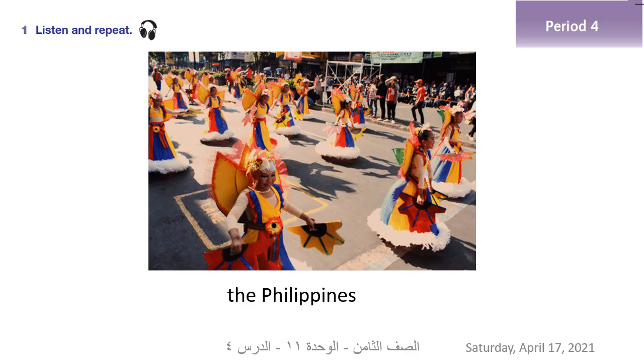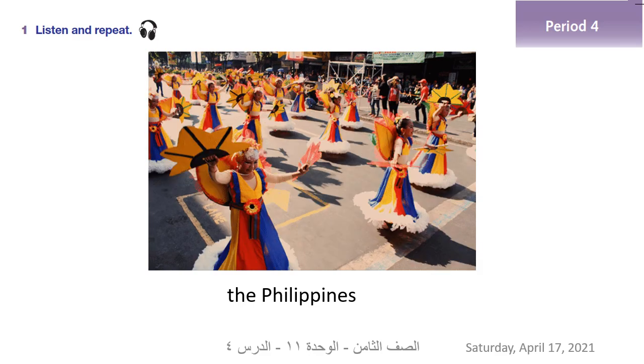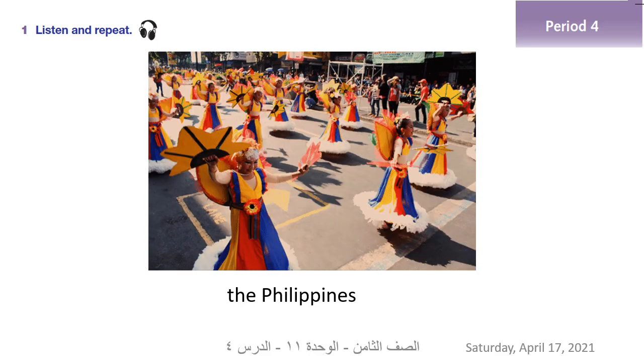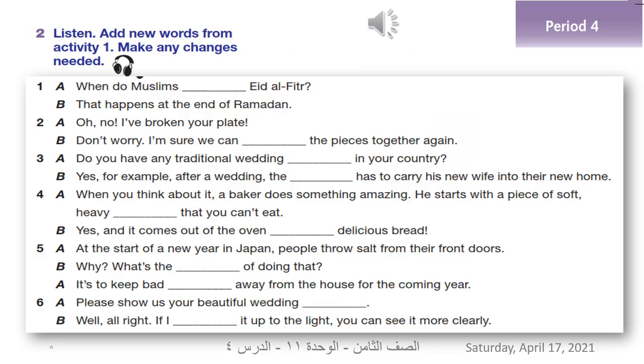Okay. Now, if you could guess the meaning of the words using the pictures or the images, that's nice and that's very good. But if you couldn't, now let's go to the examples and this exercise, activity 2. Activity 2 can help us to guess the meaning of the words.